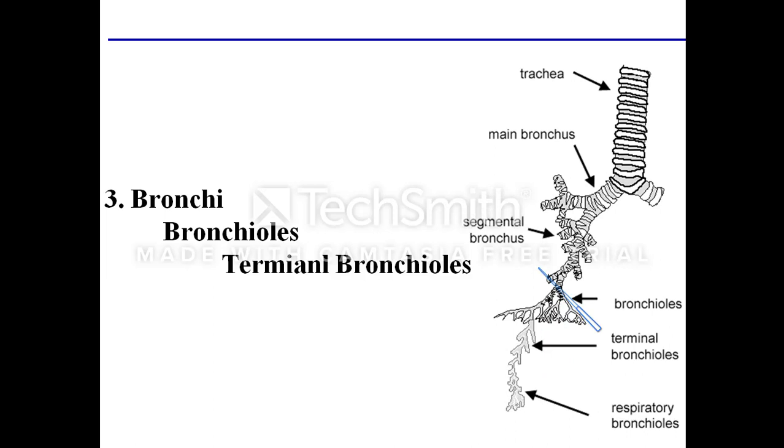Now, after the trachea, we have the bronchi. The trachea will divide at the point of carina into the primary bronchi. The primary bronchi are of two types, the left primary bronchus and the right primary bronchus. Either the right or the left will divide into secondary bronchi, which will divide into tertiary bronchi, which will divide into bronchioles. Bronchioles will divide into terminal bronchioles. Terminal bronchioles will open into respiratory bronchioles.